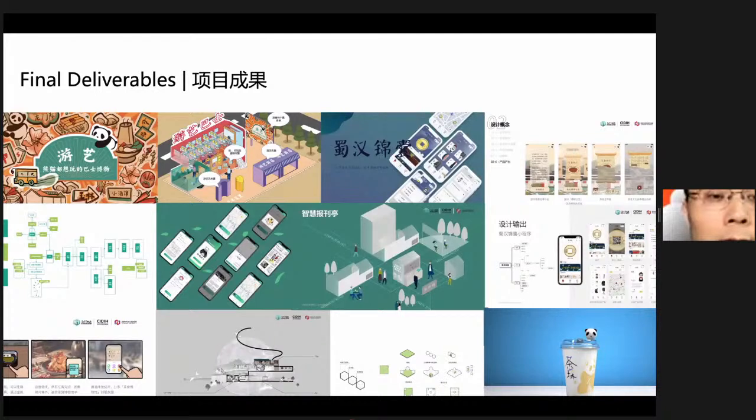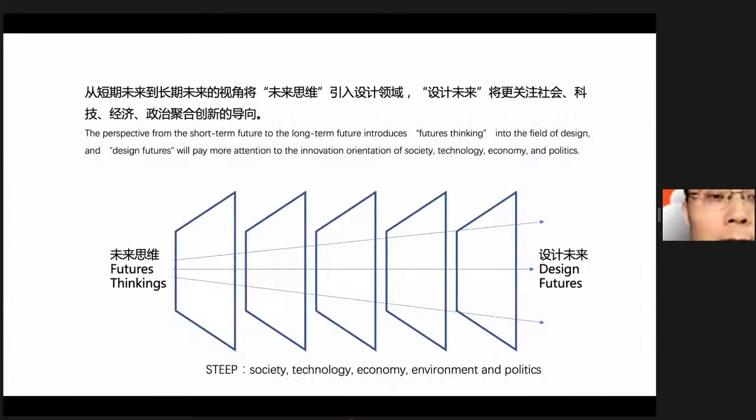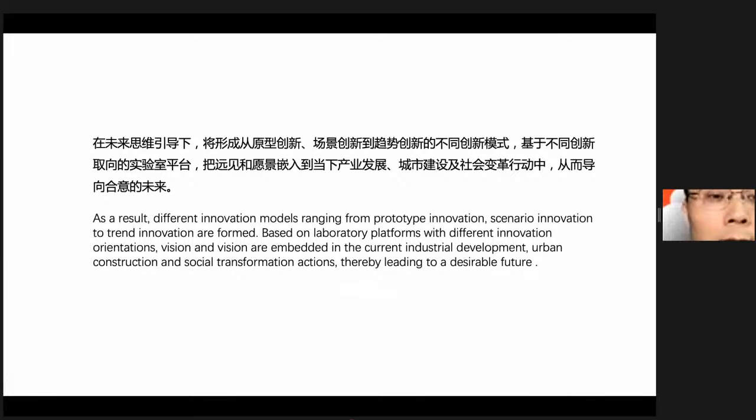So on the one hand, these are the visions for futures. On the other hand, we have developed new tools for design futures and also practiced co-creation internationally. To design the future, we will take into consideration society, economy, etc. And also prototype innovation, scenario innovation and trend innovation. We integrate all these factors so that we can promote it into a preferable future.